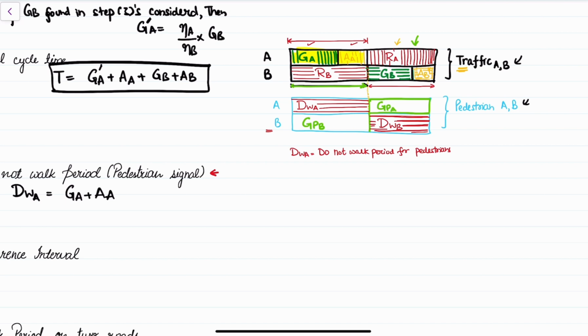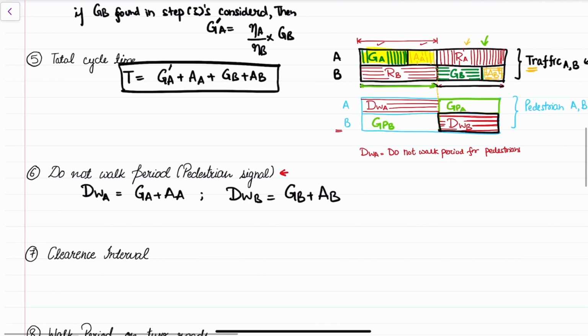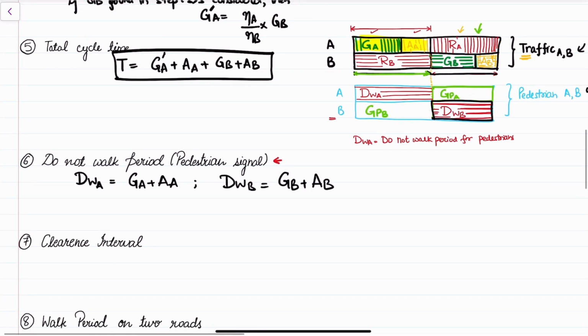In a similar fashion, the do not walk period for B will be equal to green at B plus amber at B, right? Clear? I hope this is clear to you. Step number 6 is clear to you.